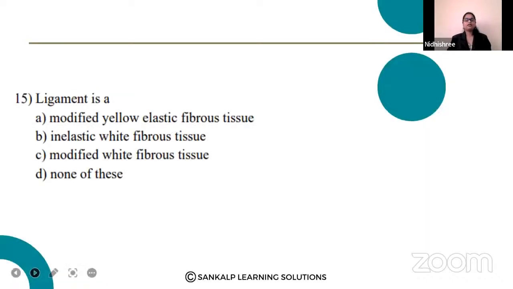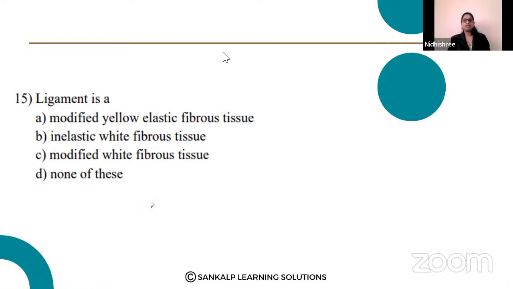Ligament. Tendon is done, now what about ligament? Option A, modified yellow elastic fiber tissue. Option B, inelastic white fibrous tissue. Option C, modified white fibrous tissue. Option D, none of these.